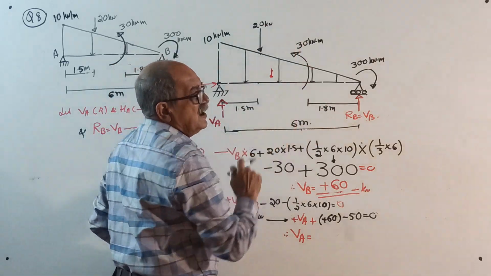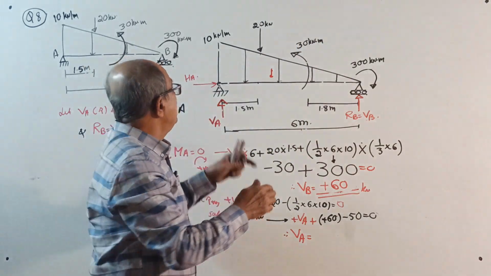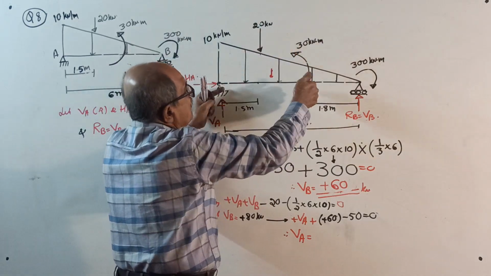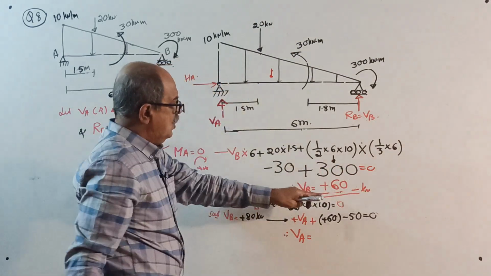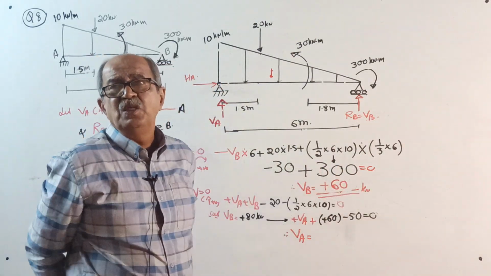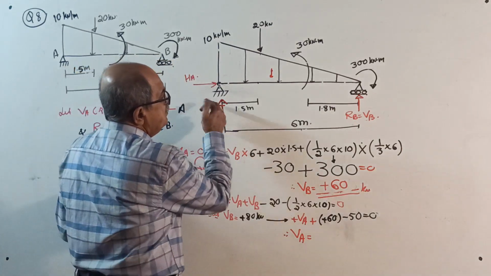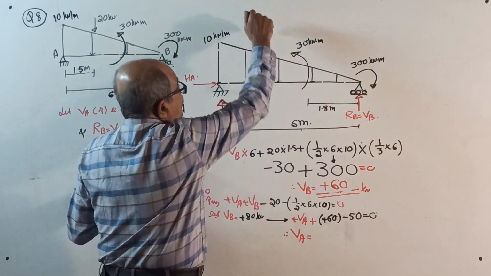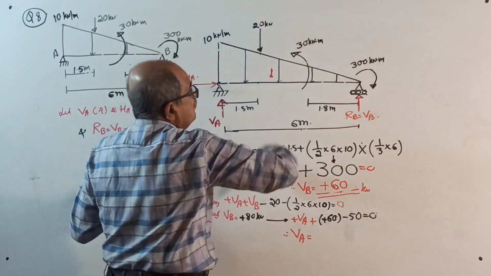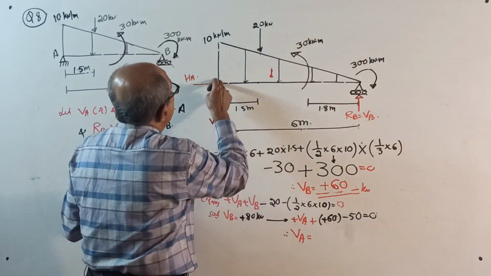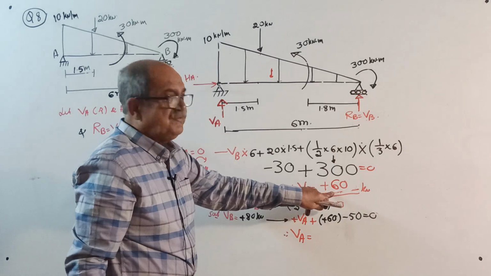This distance is not required. It is a couple. For a couple, I told you no multiplying. Simply minus 30 because anti-clockwise and then plus 300 equal to 0. VB will come plus 60 kilonewton. Sigma V equal to 0, upward positive. Plus VA plus VB, only vertical forces, minus 20 minus this total UVL, half into 6 into 10 equal to 0. Substitute VB equal to plus 60 kilonewton.